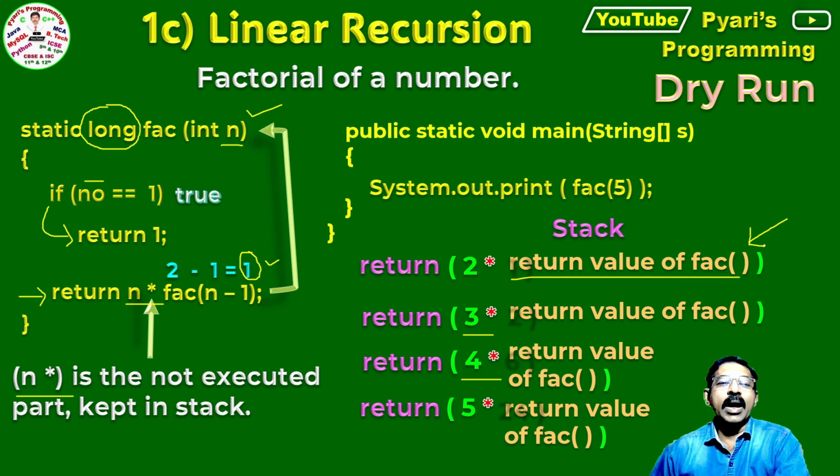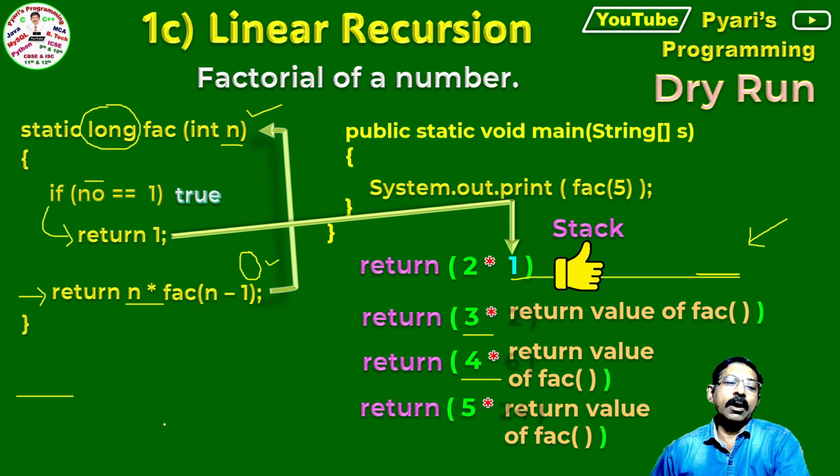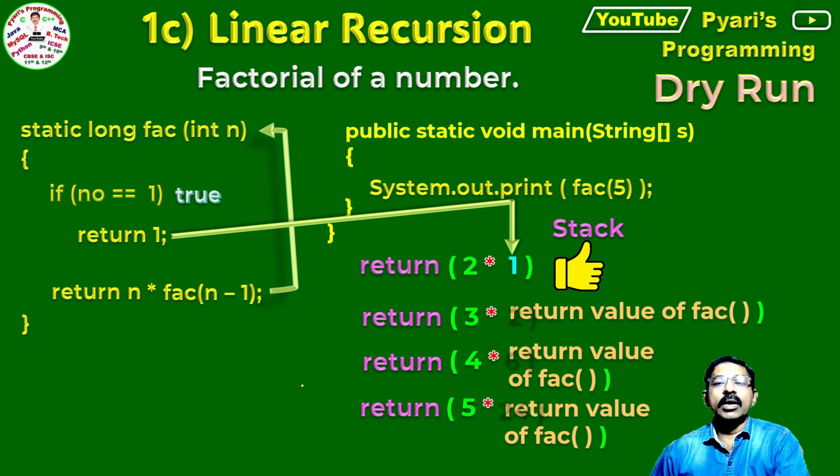I have kept it in the stack. So it is going to return the value. You can see it is jumping. Return 1 will transfer the value to this fac(1), which is calling it. So what is the value of this? 1. So 2 into 1 will be executed now. What is 2 into 1? 2 into 1 is 2.